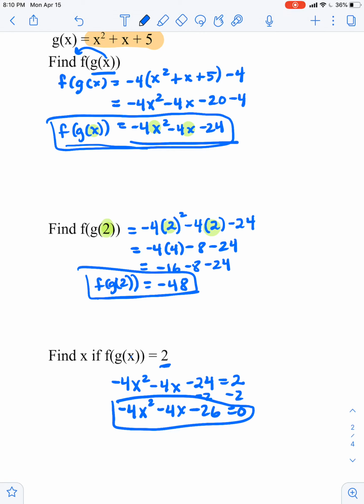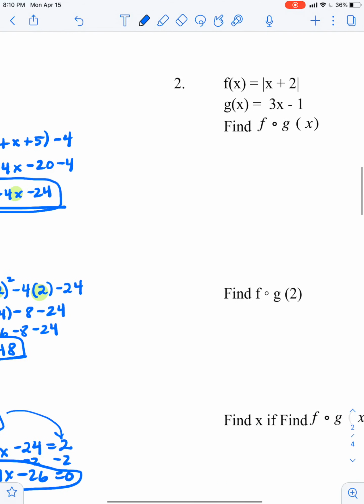So when it's over here and it says it's equal to, then that is what we're going to set our equation equal to. So those are the 3 things you're going to see. Okay, let's try another one.